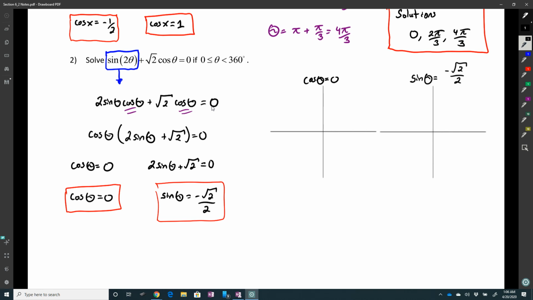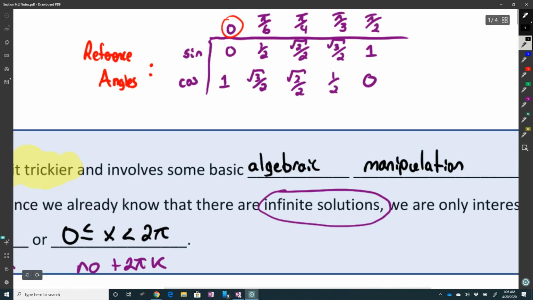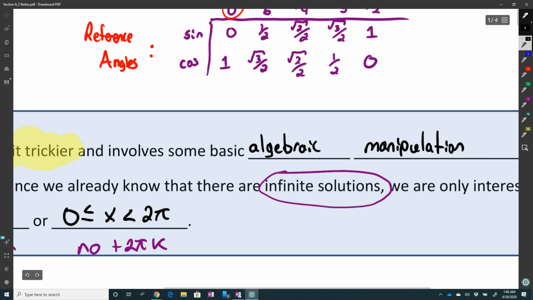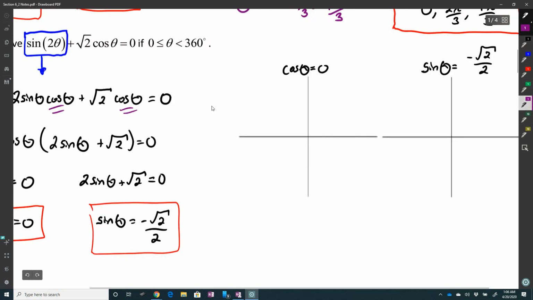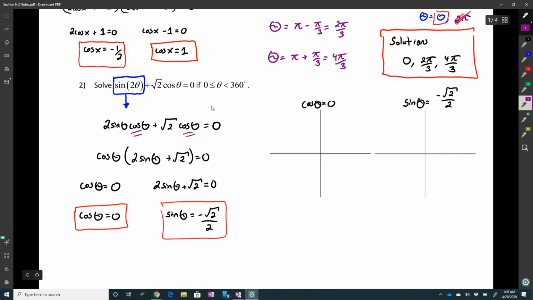So where is cosine theta equal to 0? If I go to my table, cosine theta equals 0 at pi over 2. Pi over 2, this is degrees, so pi over 2 is 90 degrees. Okay, so cosine theta equals 0 here, and then also here. So we got 90 degrees, and then we got 270 degrees. Not 27 degrees, 270 degrees. So those are my two solutions for this problem.